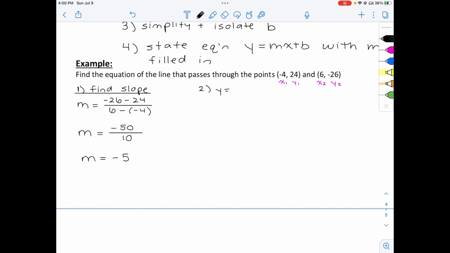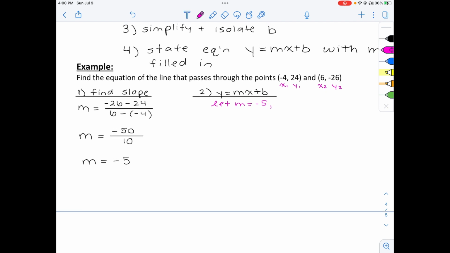So I'm going to write y equals mx plus b. I'm making my equation, and again, I'm going to sub in m and then values for x and y. So I'm going to say let m equal -5, and it doesn't matter which ones I pick for x and y. I'm just going to pick the first one, so x is -4, y is 24. You could use 6 and -26 as well. It doesn't really matter. It's just whatever you prefer.